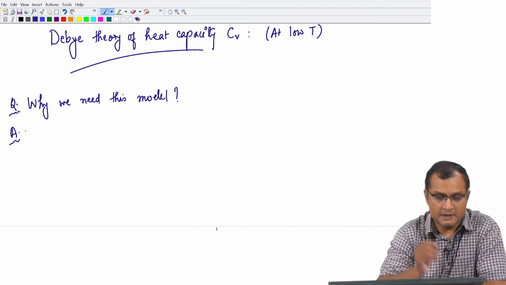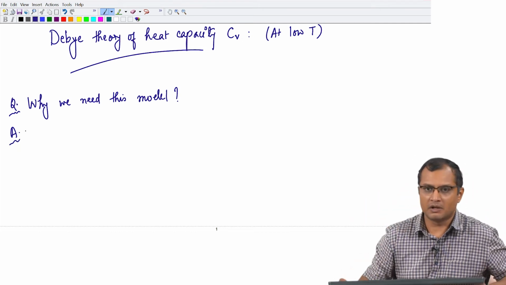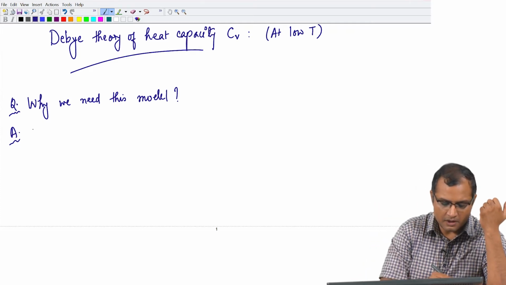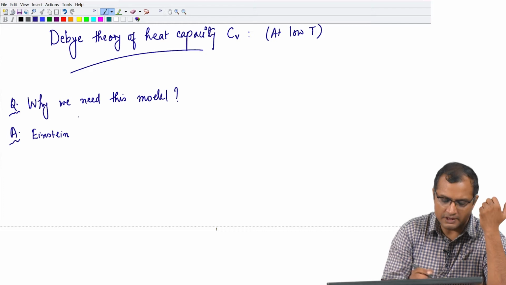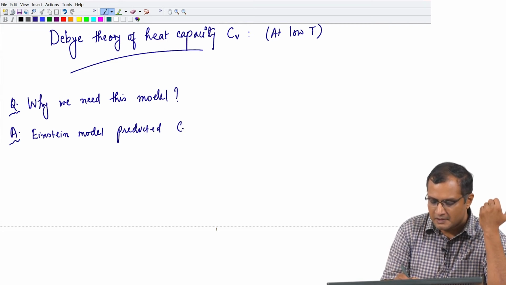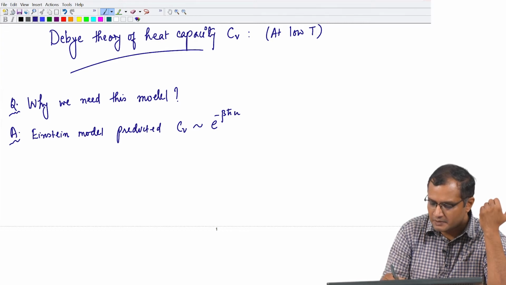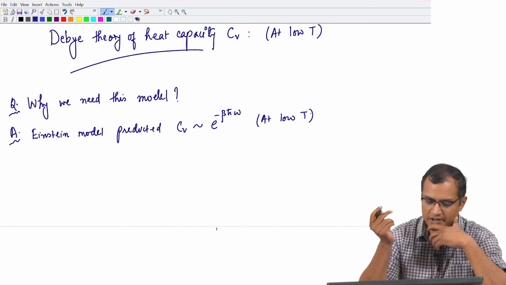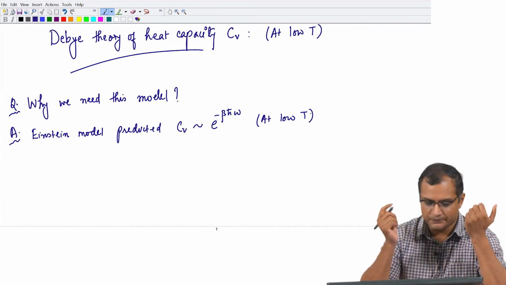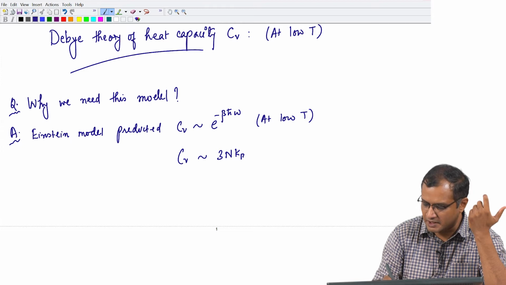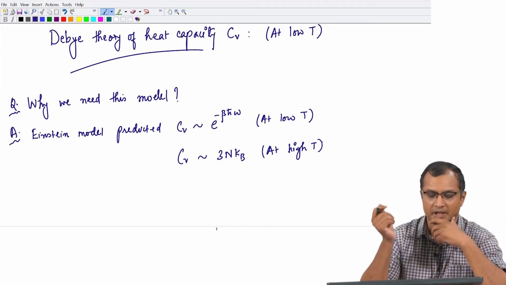Okay. So, some of the questions that I would like to ask here, why we need this model? Well, the answer is basically the fact that the low temperature behavior predicted by the Einstein's model was not observed experimentally for most materials. So, Einstein's model, if you recall the last lecture, predicted that the heat capacity has an exponential behavior at low temperature. Okay, as T goes to 0, in the heat capacity model predicted by Einstein, we saw an exponential decay to 0. The high temperature behavior was fine. Okay. So, where we saw that the heat capacity goes as 3 by 2 NkB. As T goes to infinity, we saw that the heat capacity becomes a constant.